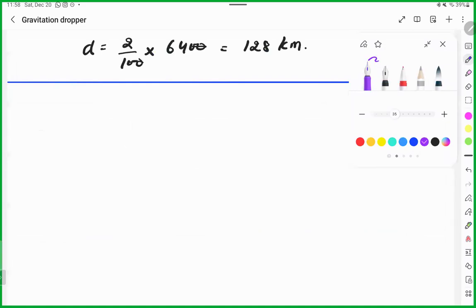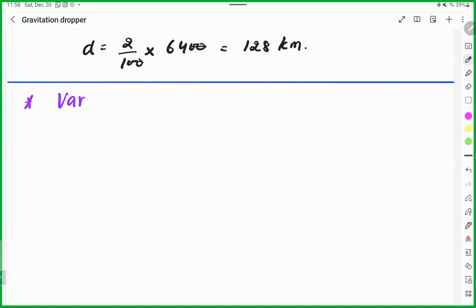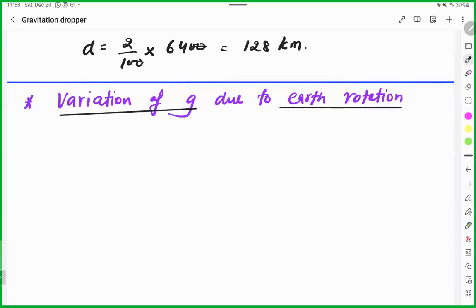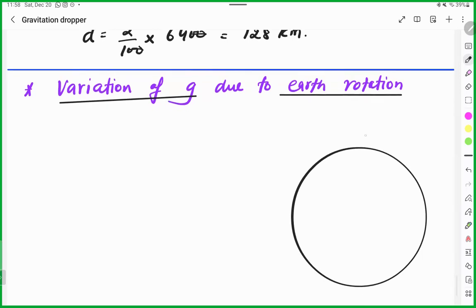Then the next topic is variation of g due to Earth's rotation. When the Earth rotates, the g value will definitely change. What is the change? For that, you need to understand how Earth's rotation works in a normal situation. For example, take this Earth surface. The Earth is rotating with some angular speed omega. Correct?